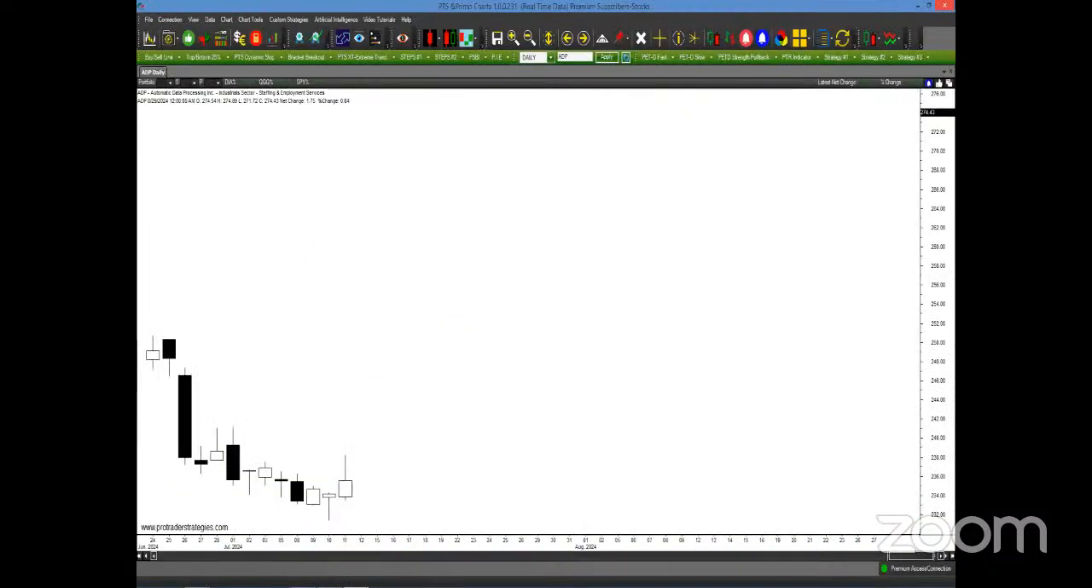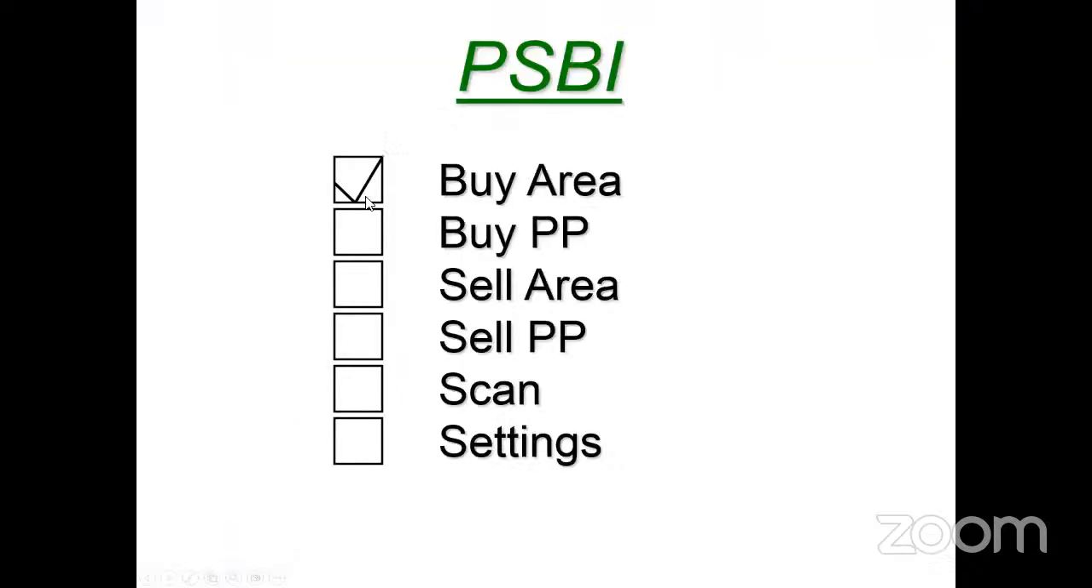Okay, let's look at this chart here in ADP. Now, obviously, the stock has been heading lower. So you could say, well, it's in a downtrend. So if it's going lower, you want to see if it's going to break out to the upside, right? So you're not looking to sell, you're looking to buy. Therefore, click on the PSBI on our platform and click on buy area. You would not click on sell area because it's going lower. You want to know when to buy.